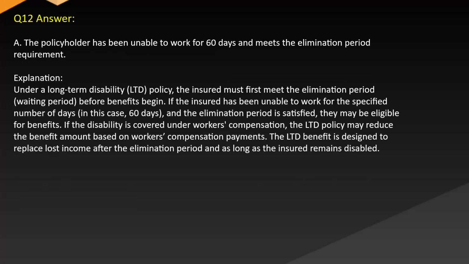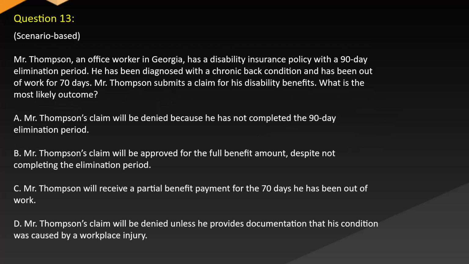Answer: A. The policyholder has been unable to work for 60 days and meets the elimination period requirement. Explanation: under a long-term disability policy, the insured must first meet the elimination period, or waiting period, before benefits begin. If the insured has been unable to work for the specified number of days, in this case 60 days, and the elimination period is satisfied, they may be eligible for benefits. If the disability is covered under workers' compensation, the LTD policy may reduce the benefit amount based on workers' compensation payments. The LTD benefit is designed to replace lost income after the elimination period and as long as the insured remains disabled.